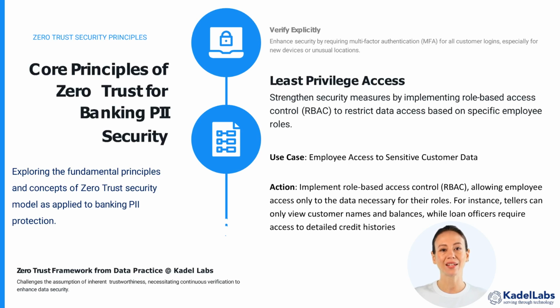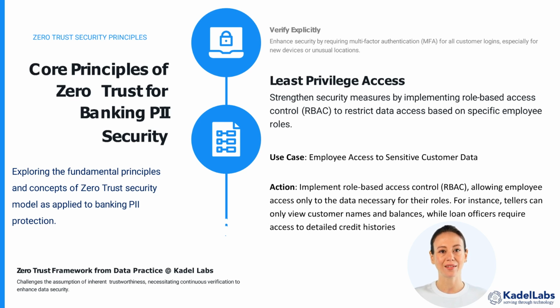Now, let's explore the second principle of zero trust: least privilege access. This principle ensures that employees have access only to the data they need to perform their roles, minimizing the risk of exposing sensitive information. By implementing role-based access control, or RBAC, we can restrict employee access based on their job responsibilities. This approach limits unnecessary exposure to sensitive customer data, reinforcing security.